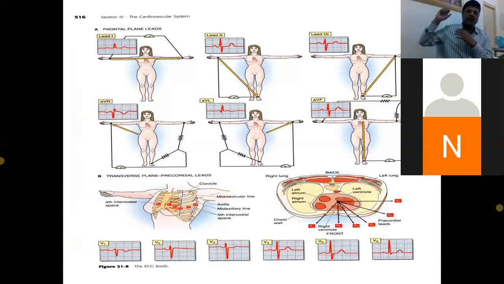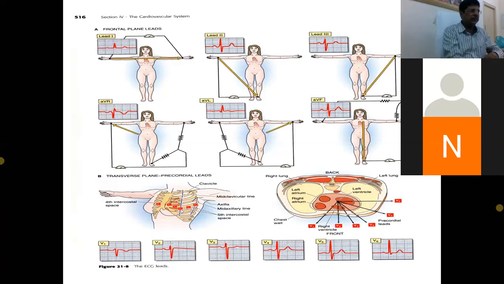it is looking at the heart from above. The mean cardiac axis or vector is moving away. The atrial depolarization, ventricular depolarization, ventricular repolarization, all these are moving away from the recording electrode. That is why all the waves are inverted. Okay.